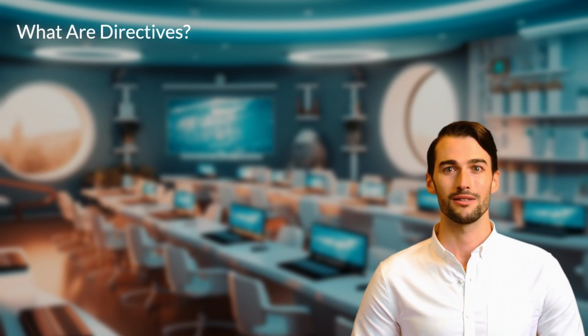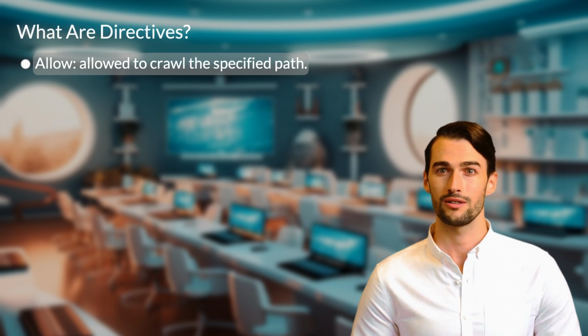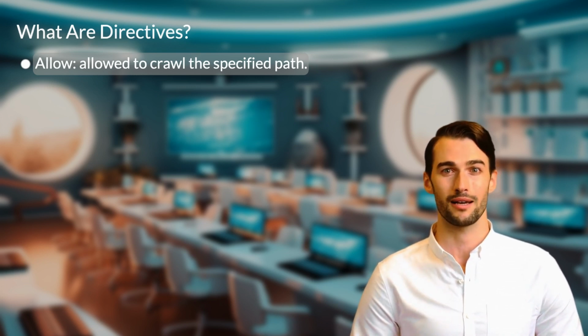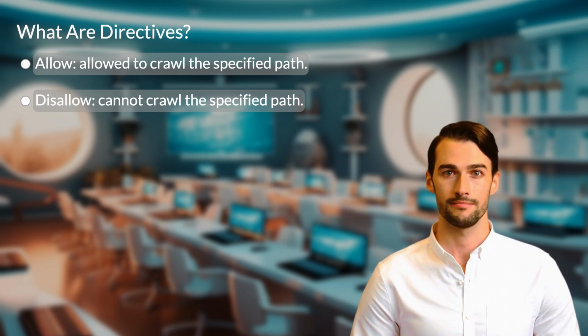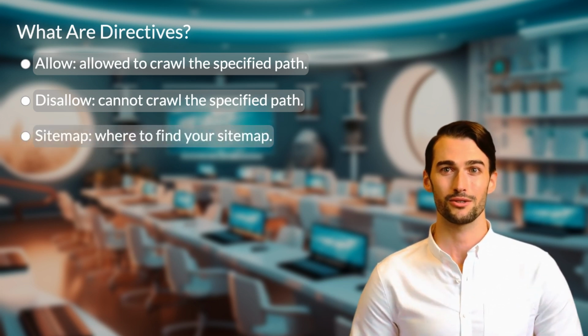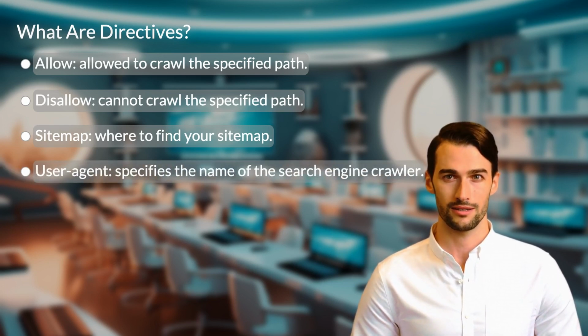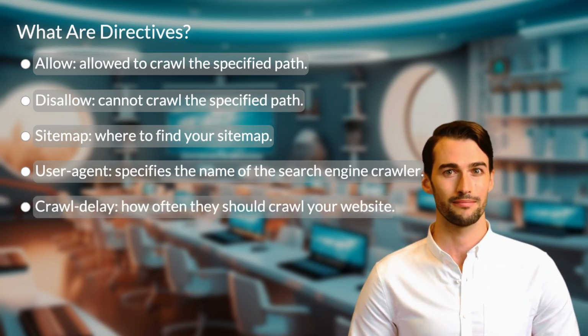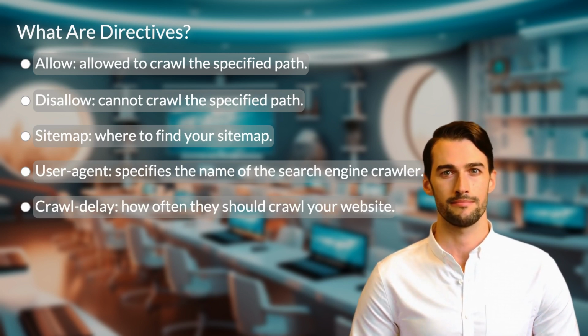The most common directives are: allow. This directive tells search engine crawlers that they are allowed to crawl the specified path. Disallow. This directive tells search engine crawlers they cannot crawl the specified path. Sitemap. This directive tells search engine crawlers where to find your sitemap. User agent. This directive specifies the name of the search engine crawler. Crawl delay. This directive tells search engine crawlers how often they should crawl your website.